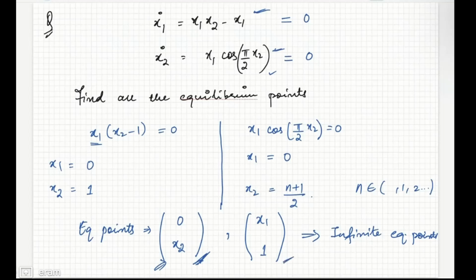Another set tells us you take x1 as anything and take x2 as 1. This gives us another infinite set of equilibrium points. So in total we have an infinite number of equilibrium points for this system, depending on the values of x1 and x2. Understood, ma'am.